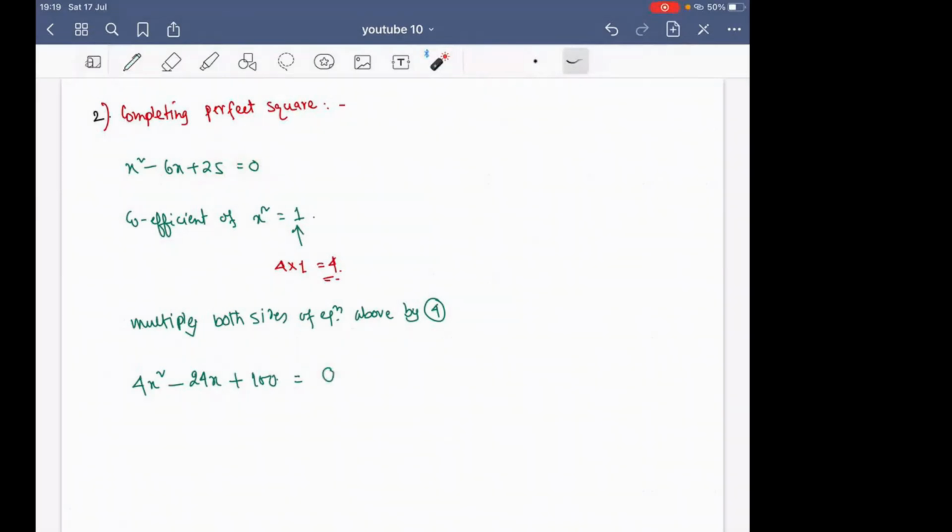Let me repeat again. We multiply this x squared by 4, we get 4x squared. We multiply 6x by 4, we get 24x. We multiply 25 by 4, we get 100.